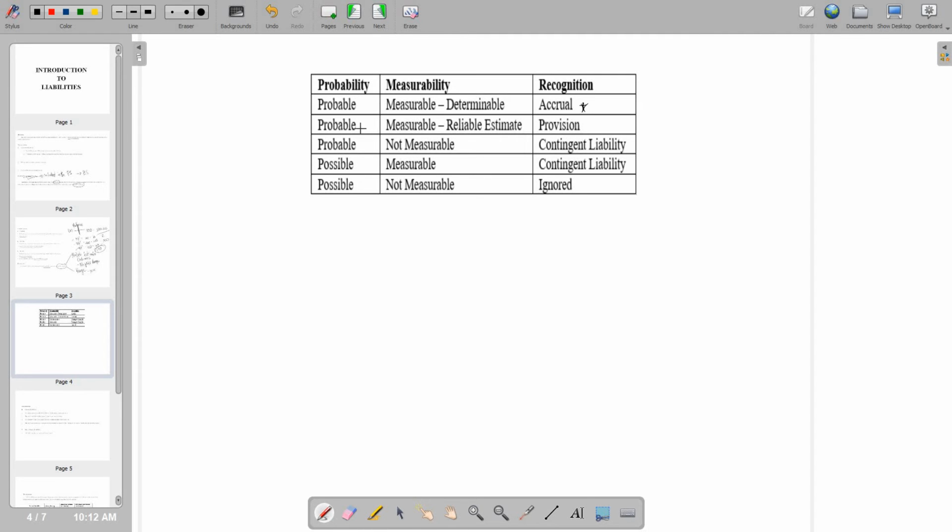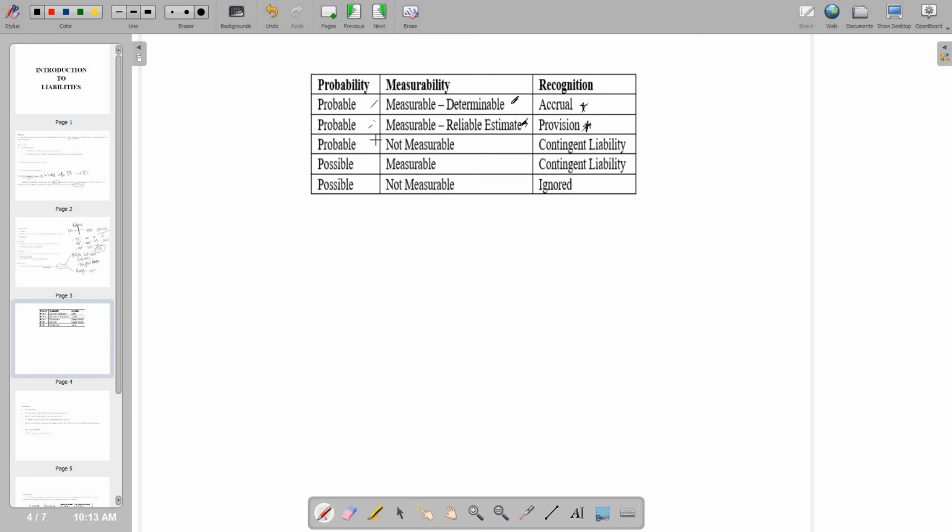Okay? What about if it's probable and measurable but a reliable estimate? Do you recognize that? Yes, in the form of provisions. So, in a sense, provisions are estimated liabilities. So, what's the difference between the two? For accruals, the amount is determinable. For provisions, the amount is just estimated. Okay? Are from estimates, rather.